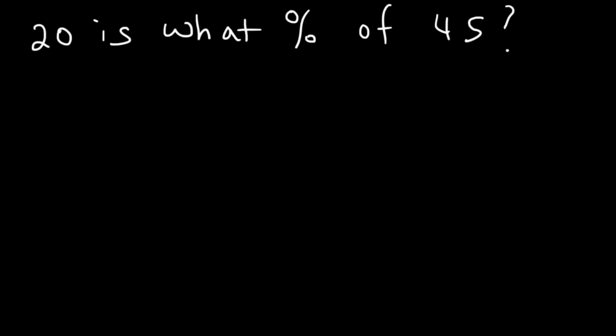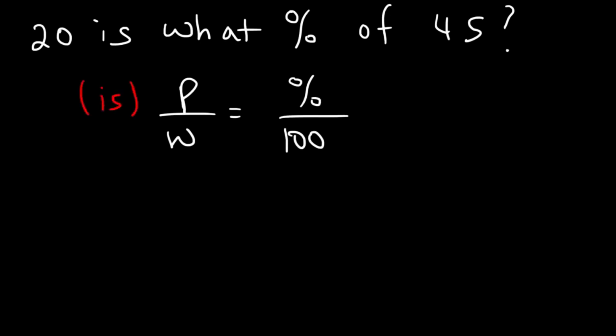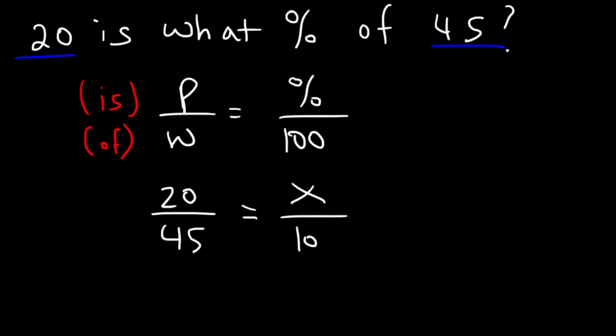Now there's something I want to add to this equation, so this will help you in the future. The part is the number that's associated with the word is, and the whole is the number that is associated with the word of. I think that's going to help a lot. So you need to recognize that 20 is the part, 45 is the whole, and we're looking for the percentage. So P is 20, W is 45. The percent, since that's what we're looking for, let's call it X over 100.